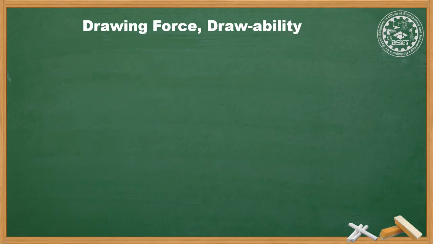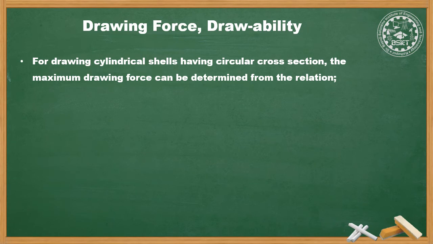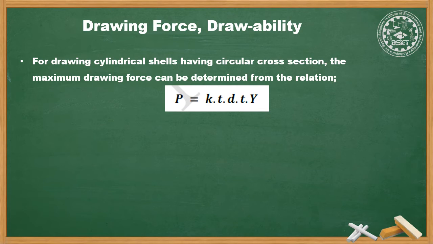Next is drawing force. For a cylindrical shape having a circular cross section, the maximum drawing force can be determined from the relation P = π d t Y (D/d − K), where P is the drawing force, t is the thickness of material, K is a factor whose value is approximately equal to 0.6, capital D is the blank diameter, small d is the outside diameter of the cup, and Y is the yield strength of the material.